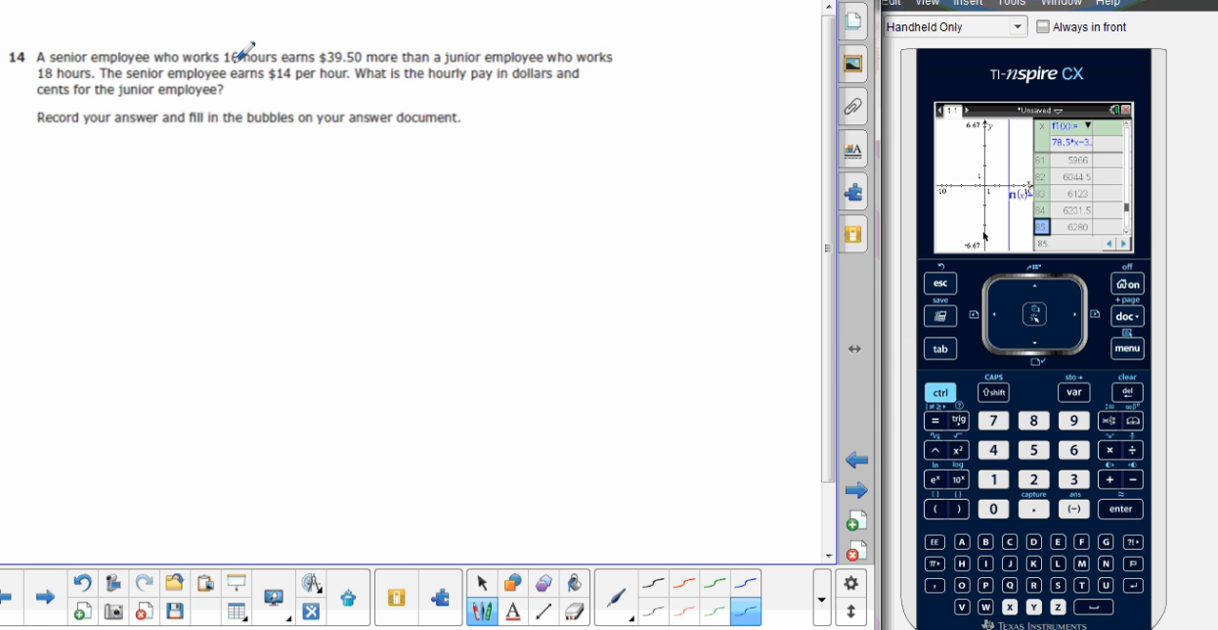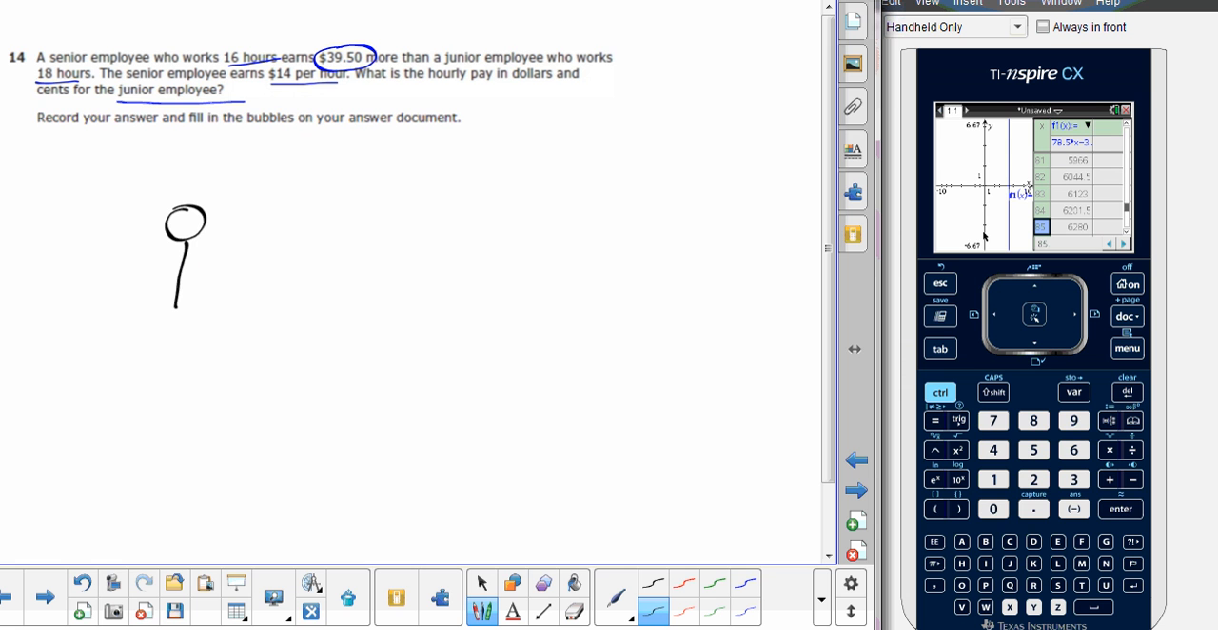A senior employee works 16 hours and earns $39.50 more than a junior employee who worked 18 hours. The senior employee earned $14 per hour. What's the hourly pay in dollars and cents for the junior employee? So in this case, this is a lot of reading. So usually what I do, I ask my student to have a visual picture. What does visual picture mean? It means I want you to see two people.